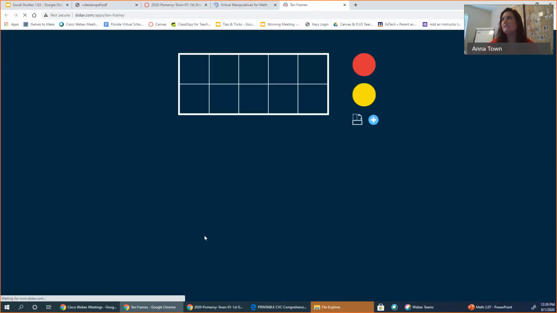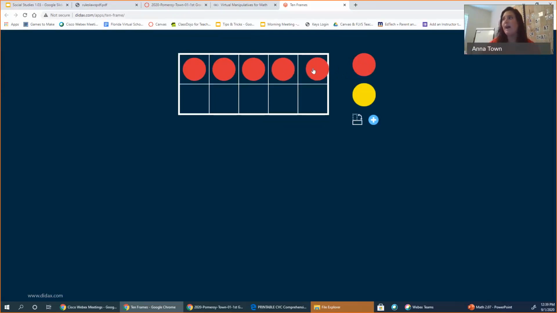So I'm going to show you how to use the 10 frame. Let's say the equation was 5 minus 3. So we would put 5 counters in our 10 frame. So 3, 4, 5. Now we're going to take 3 away because it was 5. So we put 5 as our starting number, and now we're taking 3 away. 1, 2, 3. How many are we left with? 2. So 5 take away 3 is 2.